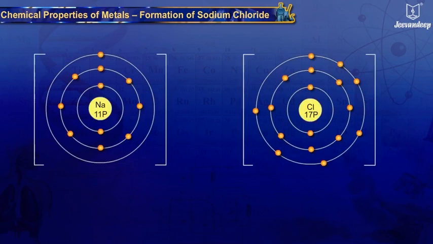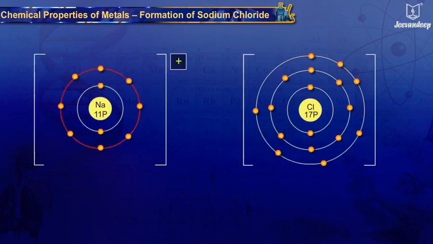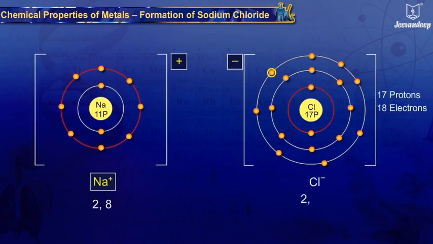Sodium acquires 1 unit of positive charge because of 11 protons, but only 10, 2, 8 electrons, forming sodium cation, Na+. Chlorine acquires 1 unit of negative charge after accepting an electron because of only 17 protons but 18, 2, 8, 8 electrons, forming chloride anion Cl-.